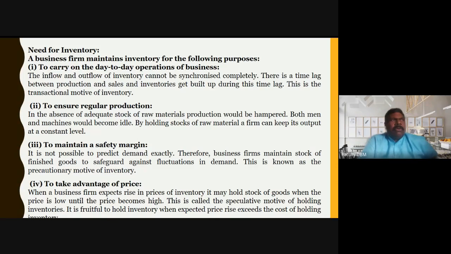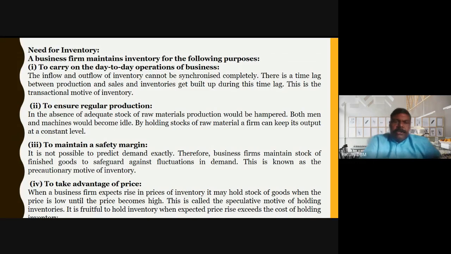If you take a classic example, that is our kitchen at home, we store some items, we pick them now and then daily, and we use them for making food. So we store small amounts. That is, to carry on the day-to-day operations of a business or a home, we need to have inventory with us.